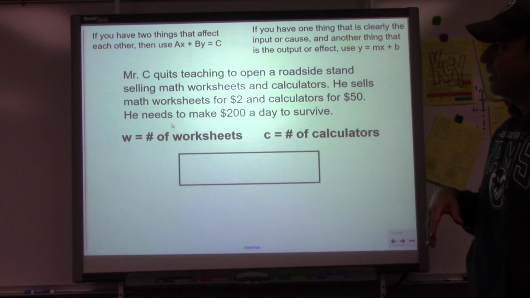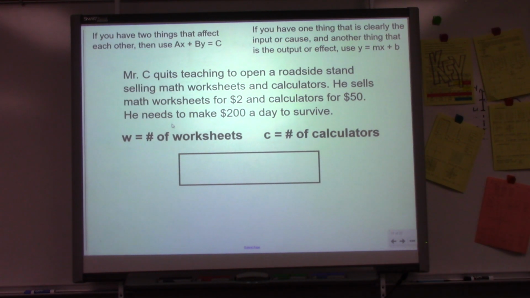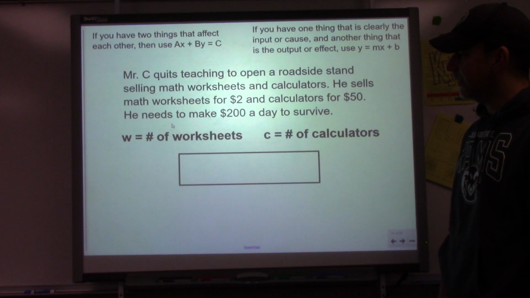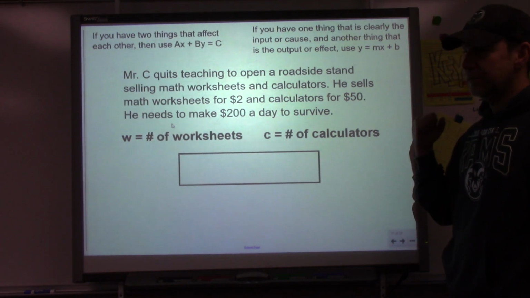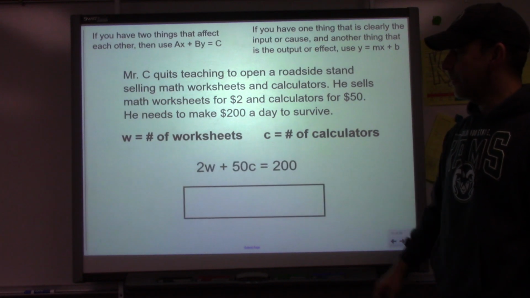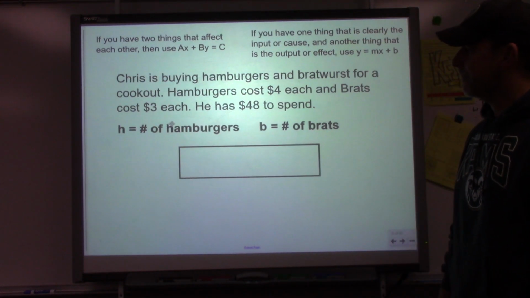All right, so Mr. C quits teaching, opens a roadside stand selling math worksheets and calculators. He sells math worksheets for $2 and calculators for $50. He needs to make $200 a day to survive. W is the number of worksheets, C is the number of calculators. Write it. Standard form, boom, 2W plus 50C equals 200.